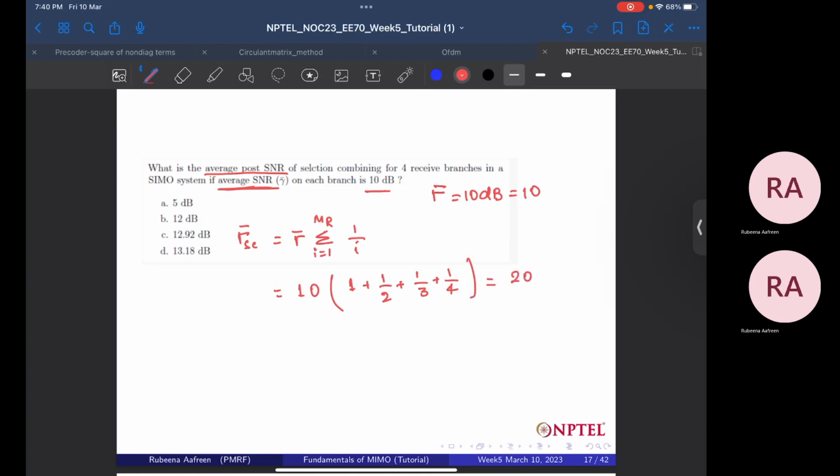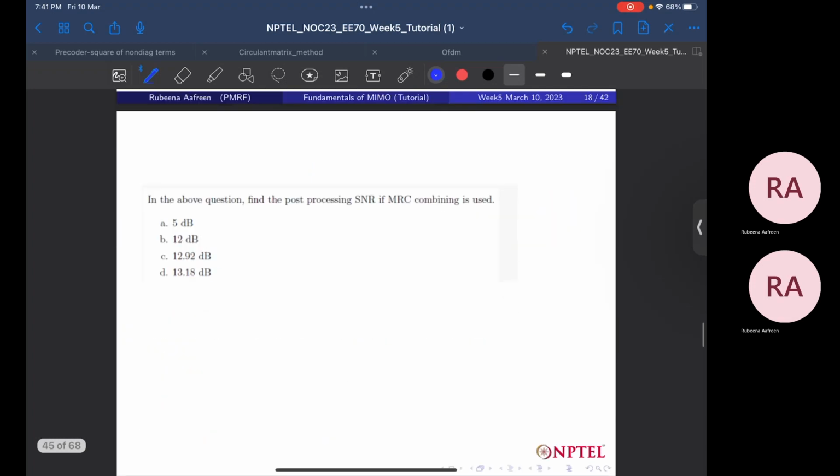So this would be 20.83, but this is in linear scale, so we have to convert it to logarithmic. Gamma bar in dB would be equal to 10 log to the base 10 of 20.83, which comes to 13.18 dB. So the hack is that you should always focus upon what is asked, average SNR or instantaneous SNR.